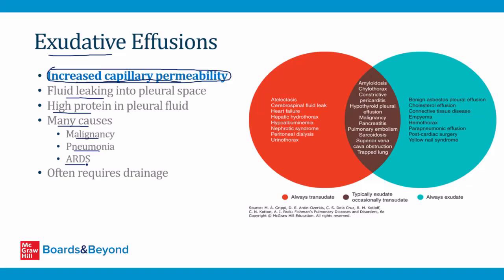And in contrast to transudative effusions, exudative effusions often require drainage. Especially if they're related to pneumonia or malignancy, they can become infected. So usually these have to be drained. Not always, but in many cases they do. And this is different from transudative effusions, where, as I just said, you usually treat the underlying cause.